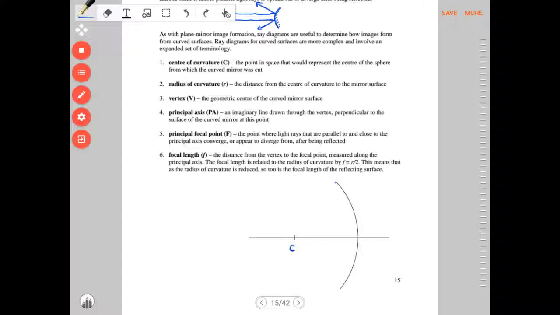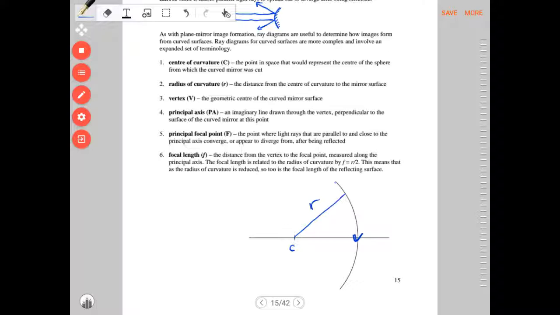Two, the radius of curvature, labeled R. The distance from the center of curvature to the mirror surface. So this distance here would be labeled R. That makes sense, it's a radius. V, the vertex, is the geometric center of the curved mirror surface. So this is V right here.